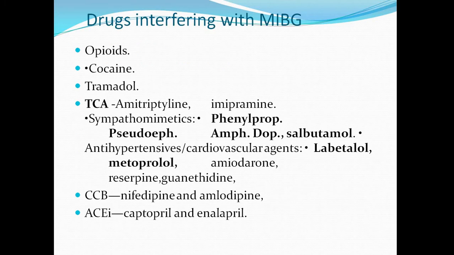Drugs interfering with MIBG, you can see that in your Oxford handbook. So you've got the opioids, cocaine, tramadol, the TCAs, sympathomimetics like ephedrine, pseudoephedrine, phenylpropanolamine. I mean the cold medications. Antihypertensives like, again, the beta blockers, labetalol, metoprolol, CCBs and ACE inhibitors.